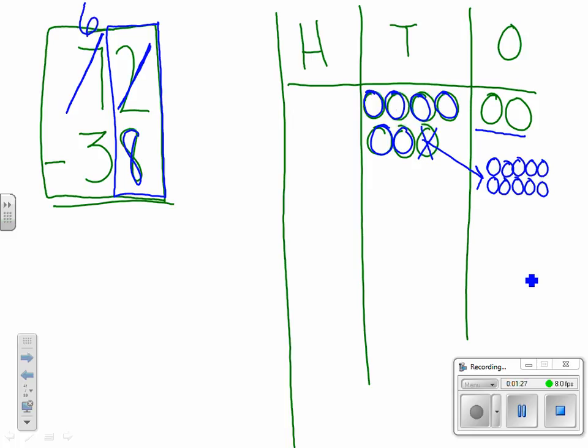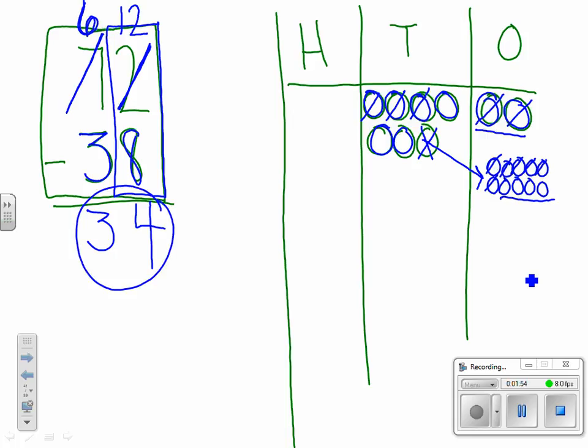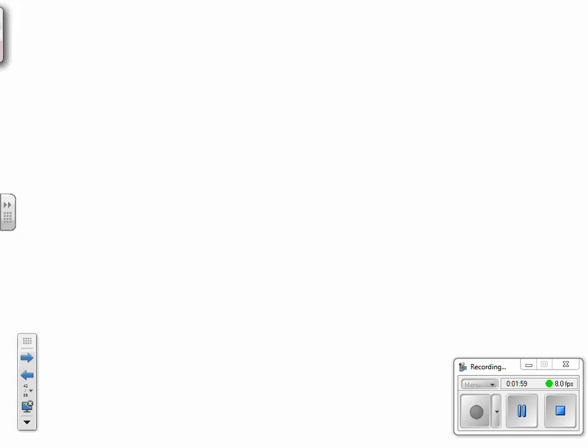So I did have 2 ones, but now I have 12. With these 12 ones over here, it's going to be easy now to go ahead and take away 8. And then I'm going to be left with 4. And then I've got 6 tens minus 3 tens. 1, 2, 3. And that leaves me with 3 tens. This is a great strategy because it shows why we're doing the borrowing.